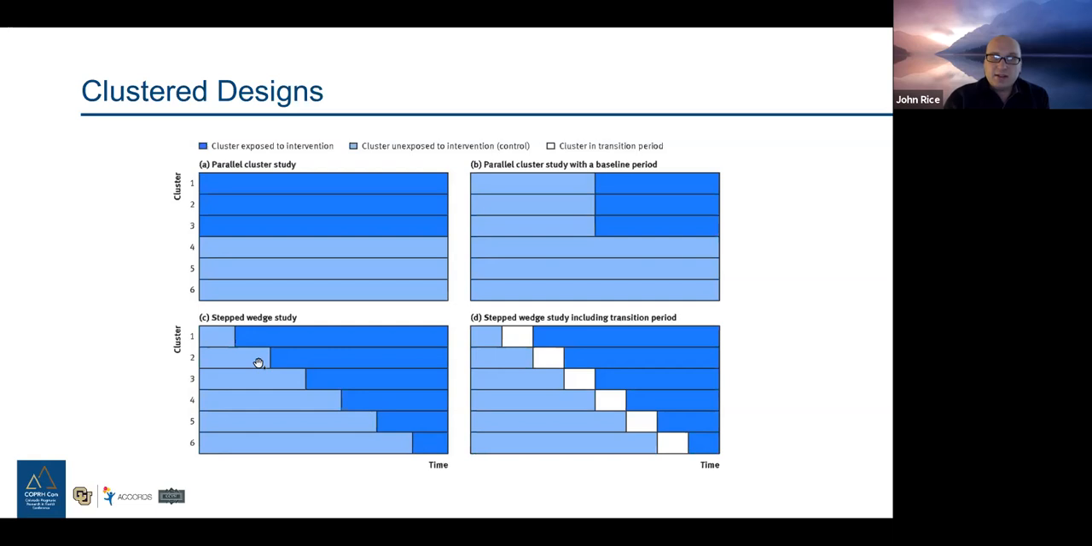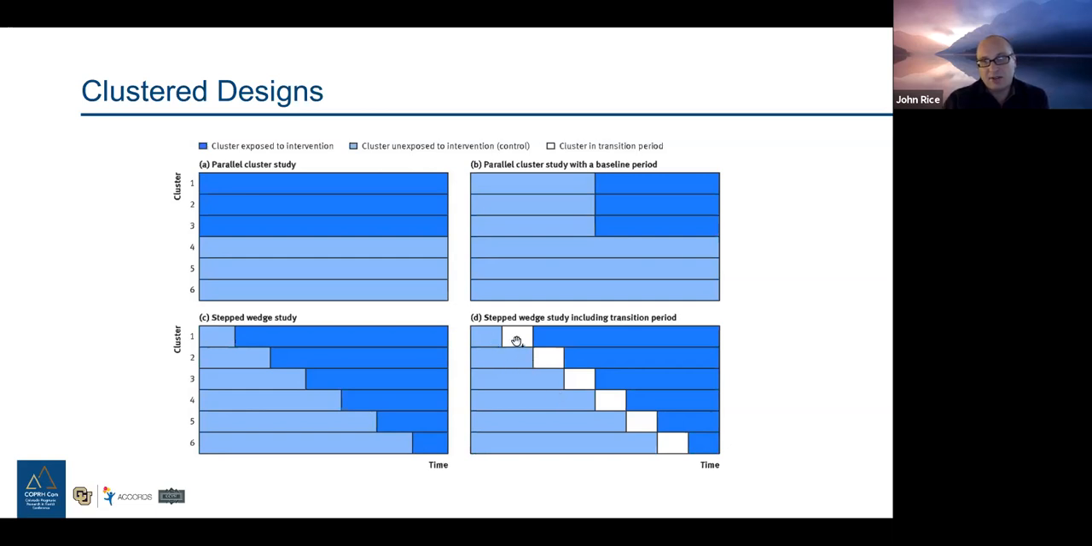And then here's the stepped wedge design that I mentioned a moment ago. In this case, the clusters each start in control, but then in random order and sequentially they cross over into intervention. So by the end of the study, all of them have received the intervention. This is why it's often advantageous to use this design, because you need to get buy-in from each of these clusters. And if they all know that they're going to eventually receive the intervention, they're potentially more willing to participate in your study.